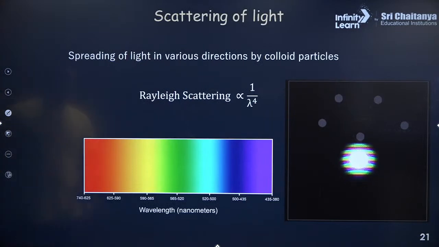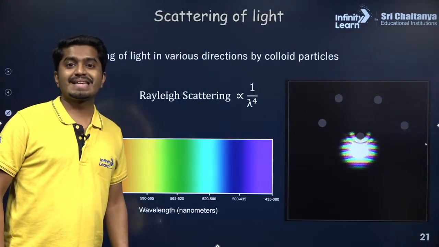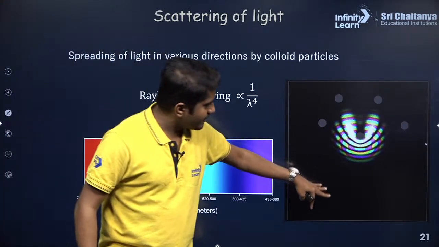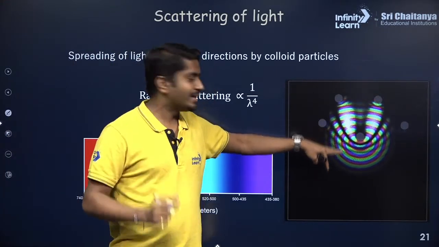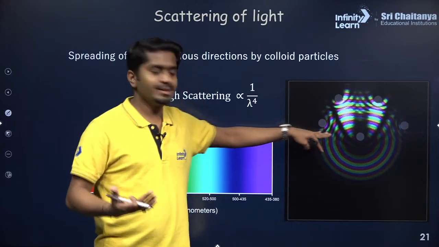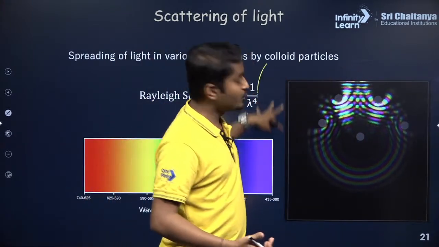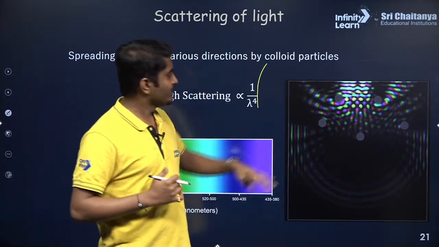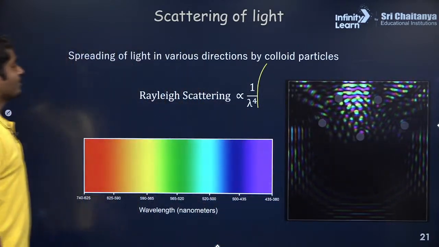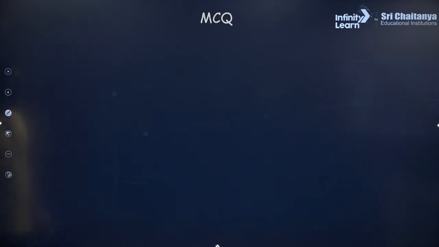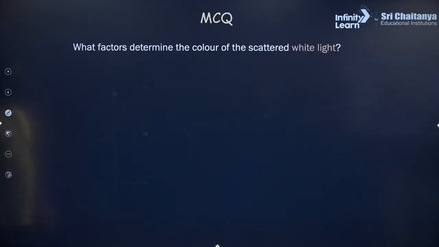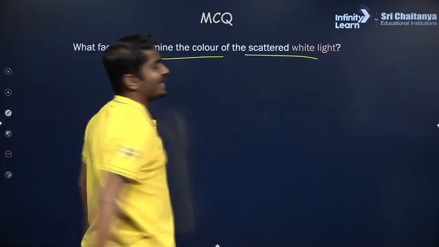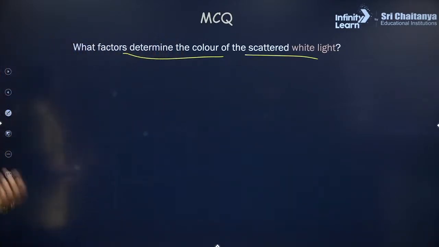Now the last part from this chapter, that is scattering of light. You see here the light, a single light photon, splits into different colors and spreads all over the place. That is called scattering of light. So now solve this question. What factors determine the color of the scattered light? What are the factors?